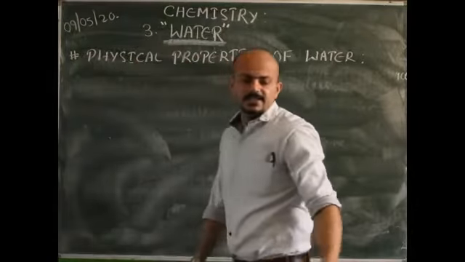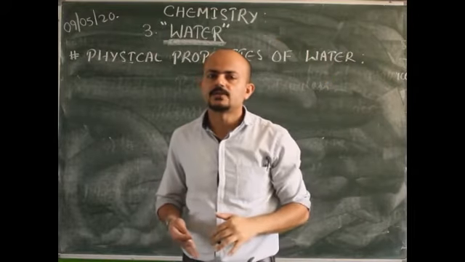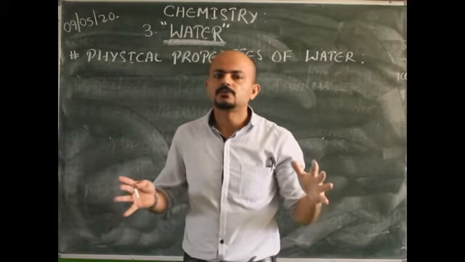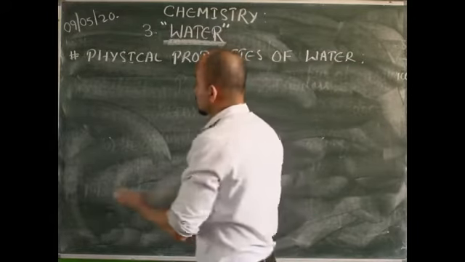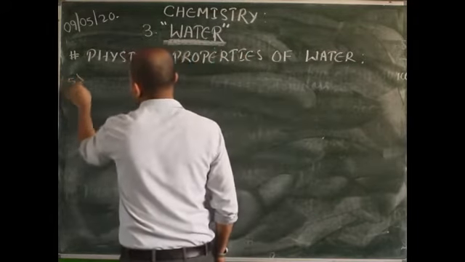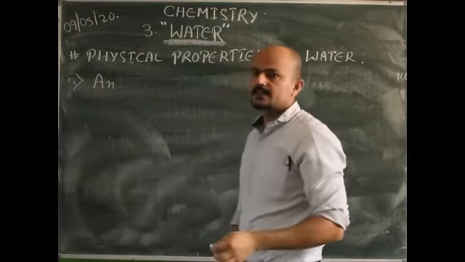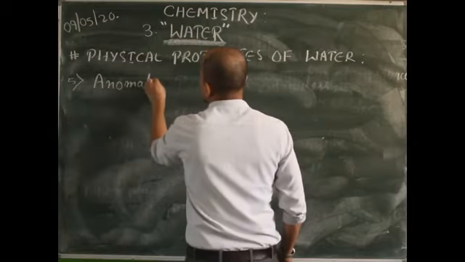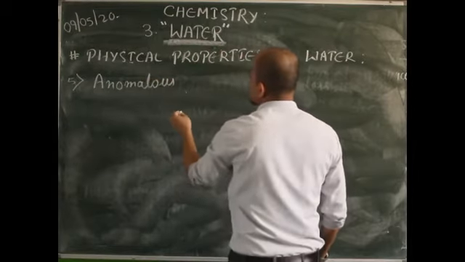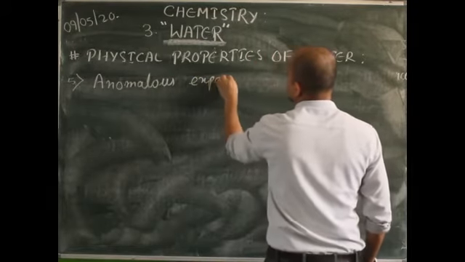We know that as we keep on decreasing the temperature, what will happen to the volume? Volume will keep on decreasing. Okay? So the fifth point is anomalous behavior or expansion of water.